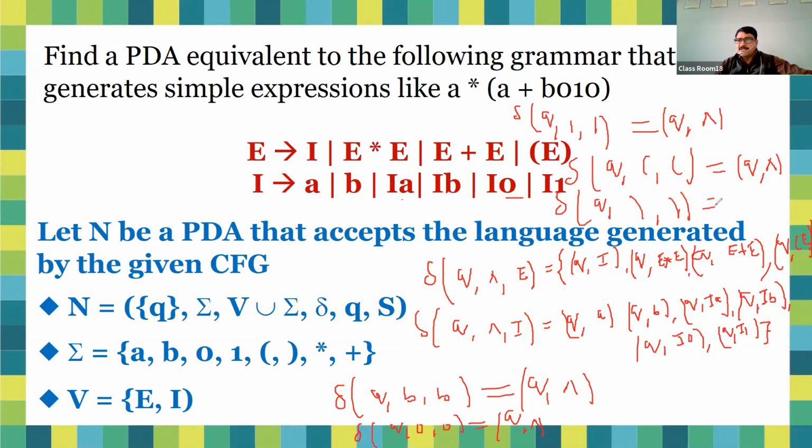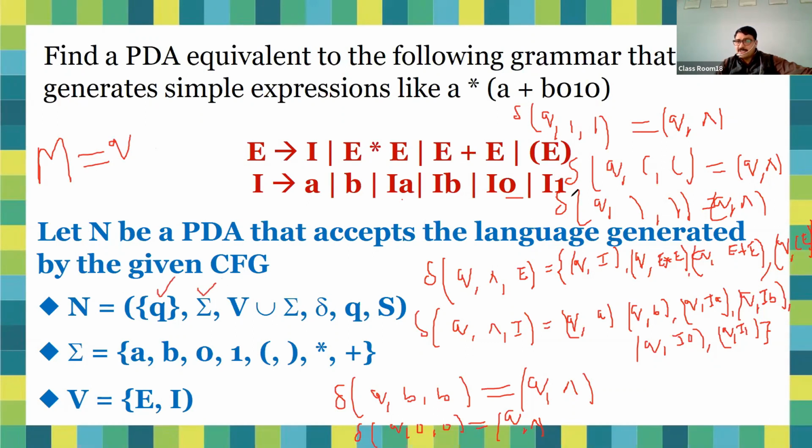Then simply Q, comma null. So this is the simple way to convert the production rules in the form of transition function. Now, finally, after converting it, you should write the complete PDA. How can we write the complete PDA? You have to represent all the 7 tuples here, right? So you can write here all the set of states. The set of states is nothing, it is just Q.